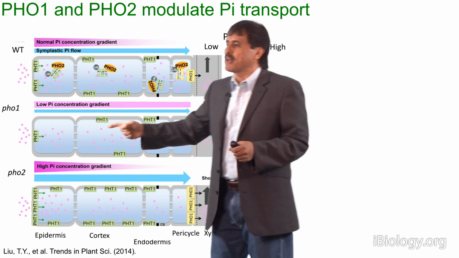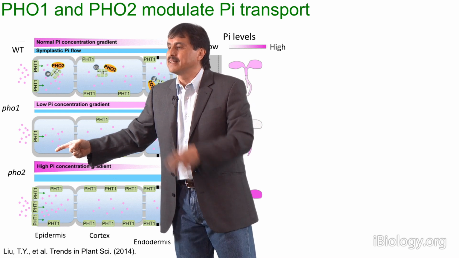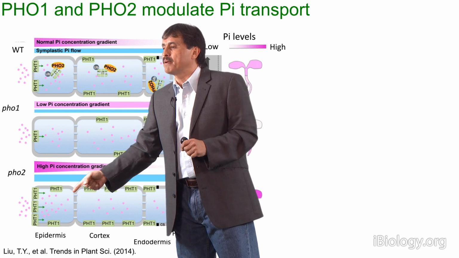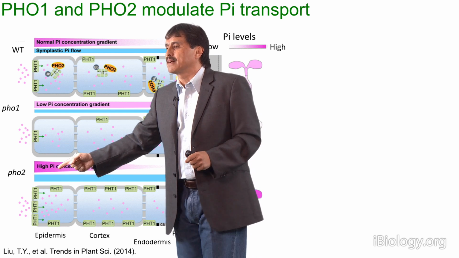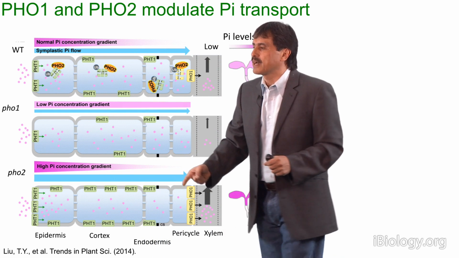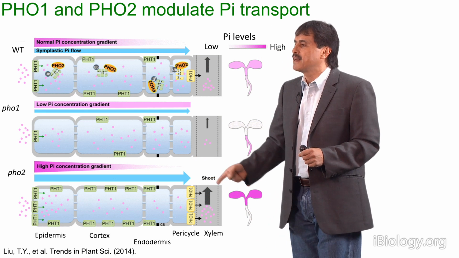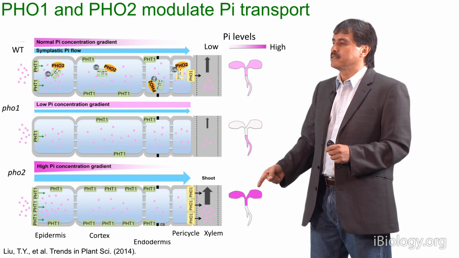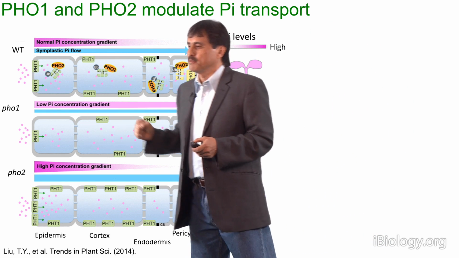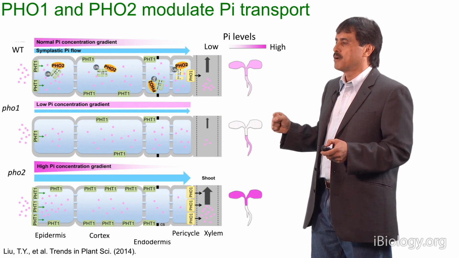When we have a mutation in PHO2, which I said before participates in maintaining a reduced level of transporters in the plant, there is no degradation of transporters that allow the entry of phosphate into the root, and there is no degradation of transporters that allow the entry of phosphate into the xylem. So then we have a very large amount of phosphate accumulated in the shoot. This is a very interesting cycle that has been studied by different groups, and very interesting progress has been made.